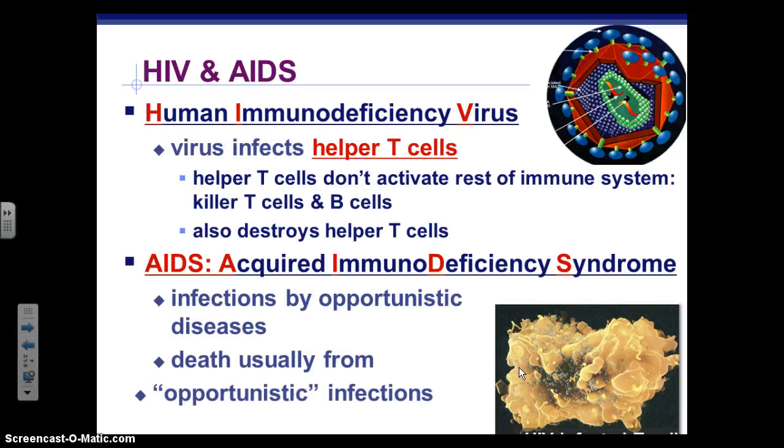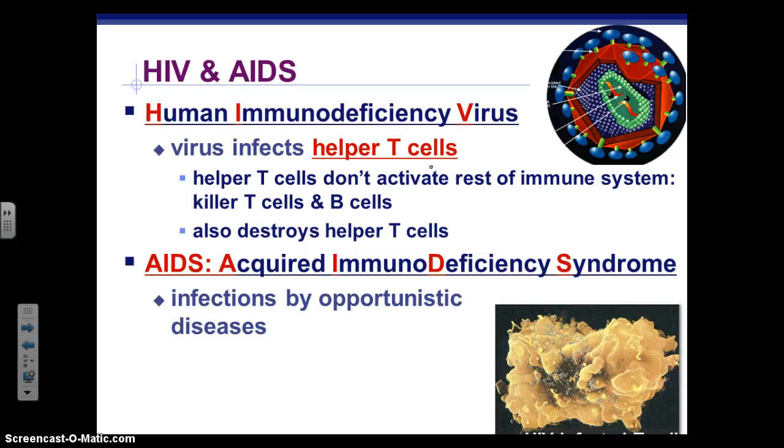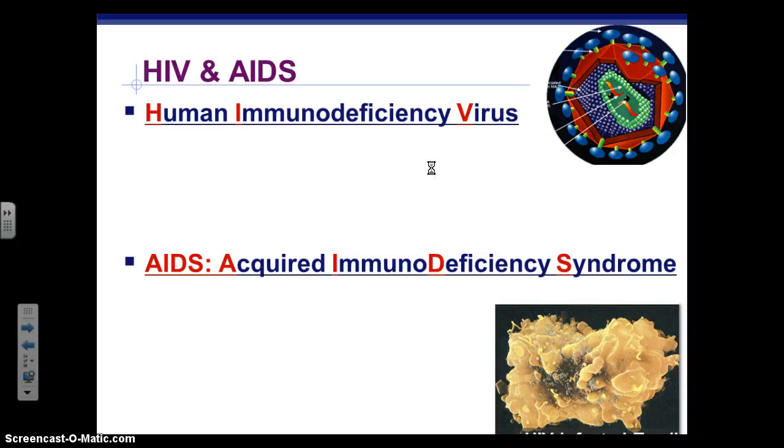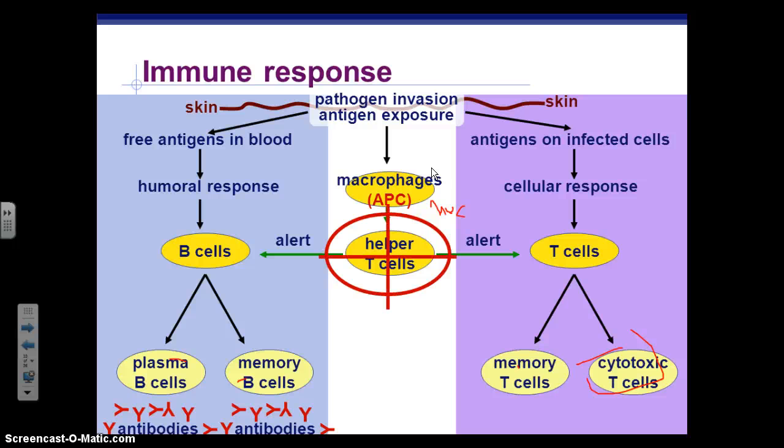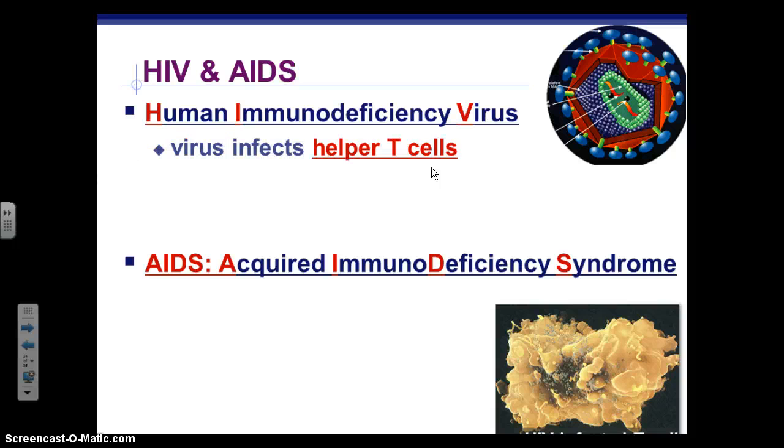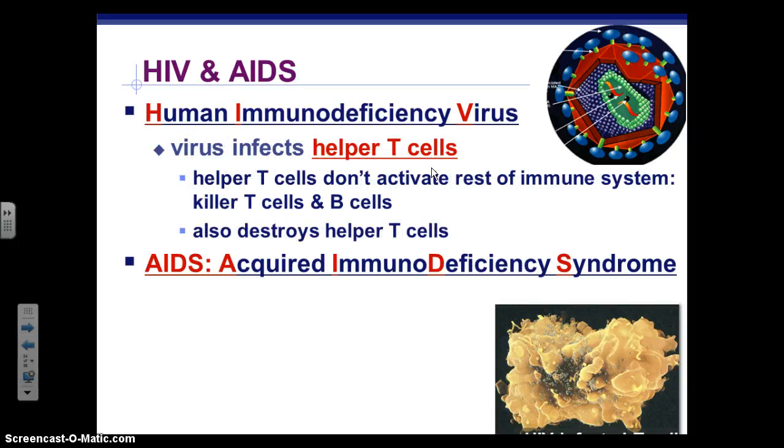HIV is a virus that infects helper T cells. So if you kill the helper T cells, the entire immune system won't be activated. Because if you go back to this picture here, the helper T cells are responsible for activating both parts of the immune system. If they're killed, then the immune system won't be activated, and there'll be no or very little immune response.